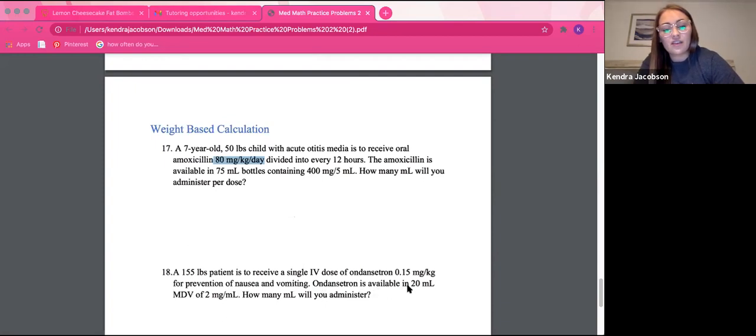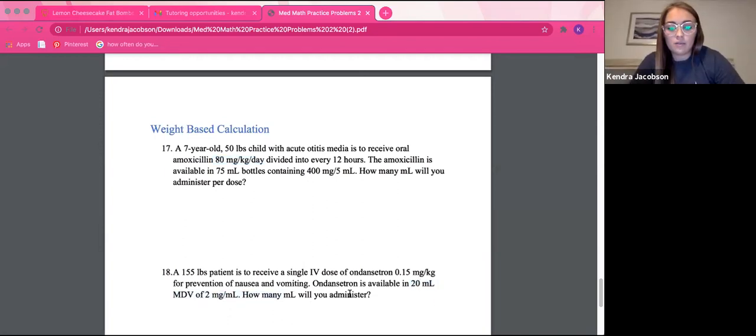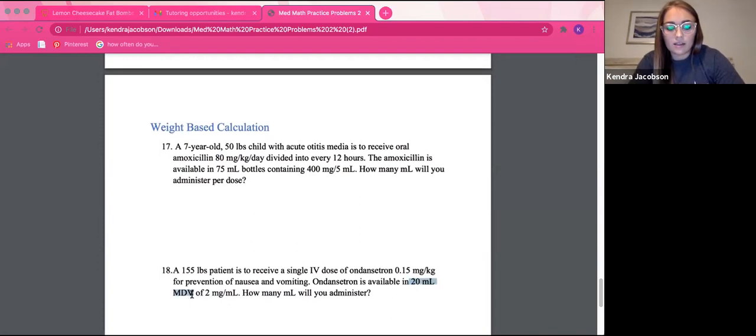So this medication is available in 20 milliliters of the 2 milligrams per milliliter. How many milliliters will you administer? Okay, looking straight at this, can you guys tell me what number is going to be a distracting number in this problem? Is it the 20 ml MDV? Yes, that is correct. So that whole part is going to be completely irrelevant to the problem.